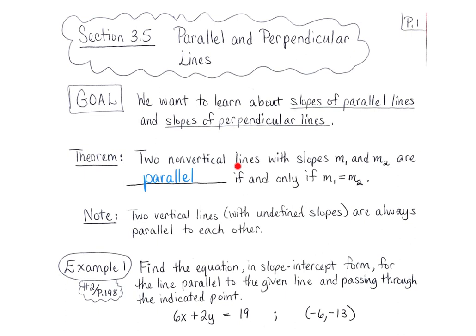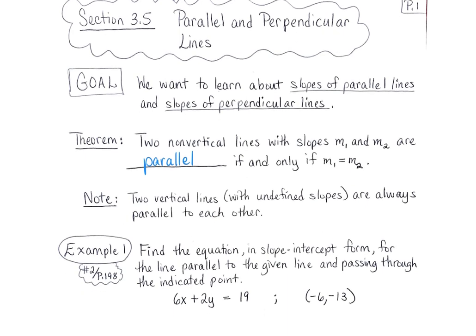If we have two non-vertical lines with slopes M sub 1 and M sub 2, the two lines are parallel if and only if their slopes are the same. That's what this says. Parallel lines have the same slope. That's what you get from this. If you need to write it down, write it down. Parallel lines have the same slope. So note, two vertical lines with undefined slopes are always parallel to each other. Okay?